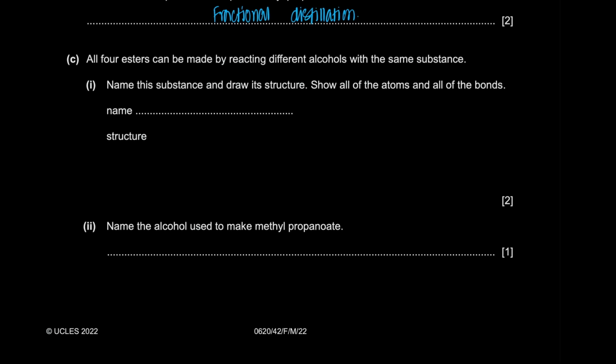All four esters can be made by reacting different alcohols with the same substance. Name the substance and draw the structure. Okay, so they're all ending with propanoate. So I think we need propanoic acid. This is easy.